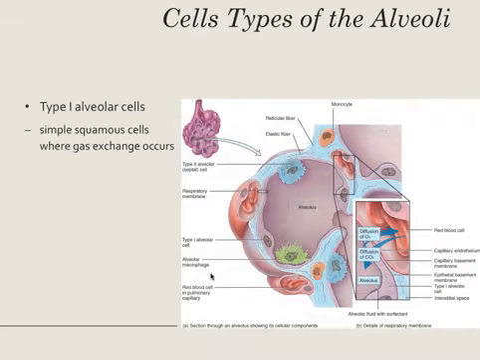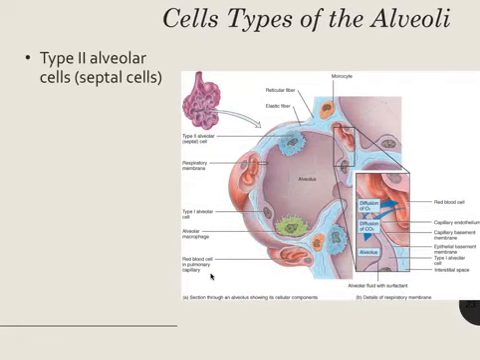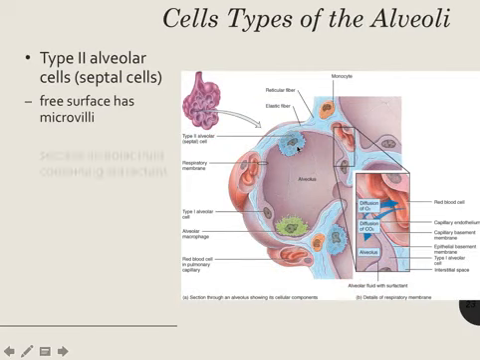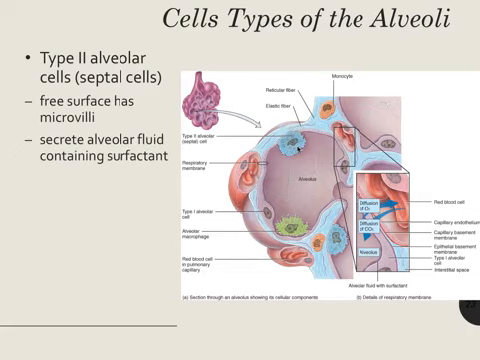Type 1 cells are the simple squamous epithelium where the gas exchange is occurring. Type 2 cells are called septal cells, and you see one in the image right here. It has microvilli, and these cells produce surfactant, which is going to be important. It's a slippery fluid that's much thinner than mucus would be. Mucus would be bad because it would inhibit gas exchange. This slightly slippery fluid coats the inside of the alveoli, so when you breathe out and they deflate, they don't stick to one another.